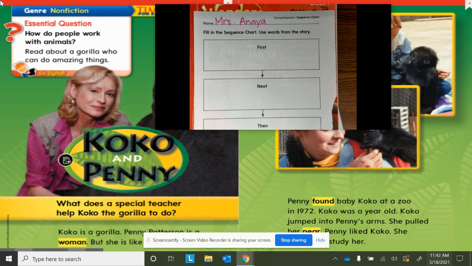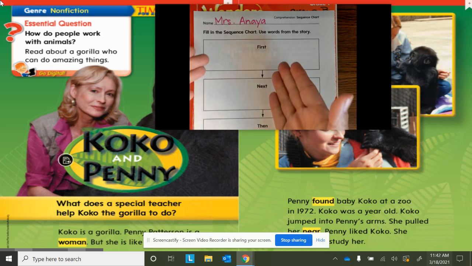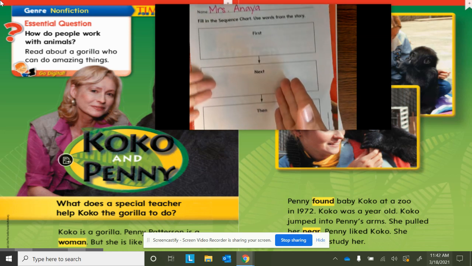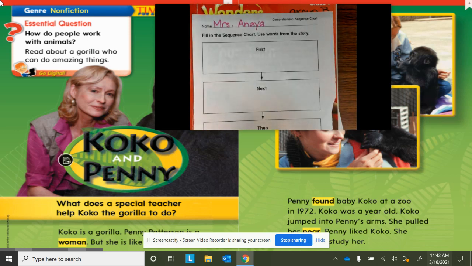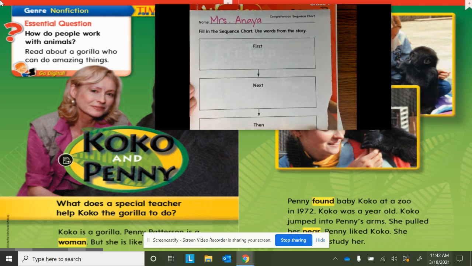Now, a sequence of events is the order in which a story or the article takes place. So, for example, what happens first in the story, next, then, and last. So we will be doing the sequence of events for Koko and Penny. We're going to talk about what happened first, next, then, and last. So let's look back at our article right here.